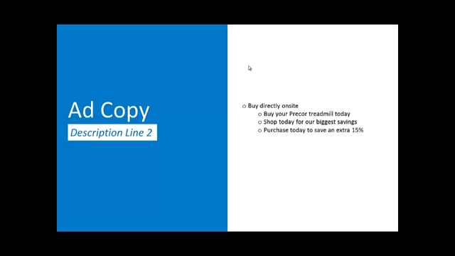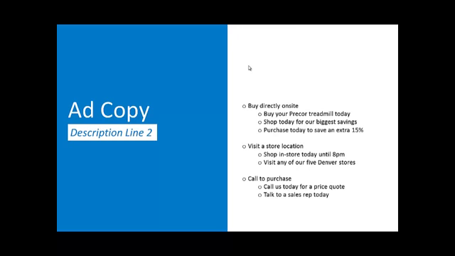The third and final aspect of the ad copy is going to be description line 2, and we should always focus here on a call to action. We want to tell people exactly what they want to do, and we find that call to actions not only increase click-through rates, but they also increase conversion rates. So if you are just purely online retail, getting people to buy online today, whether it's through percentage savings or buy now.